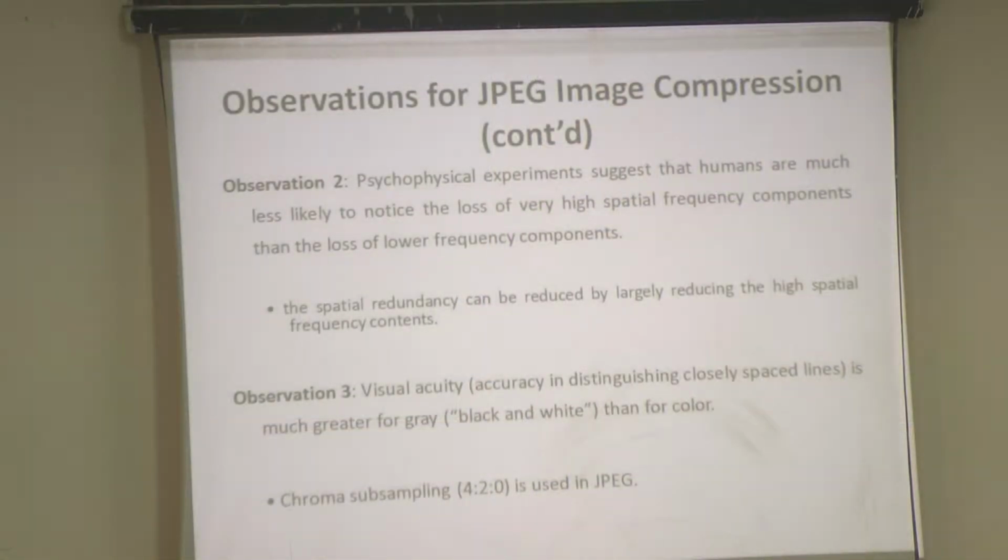The second observation is that psychophysical experiments suggest that humans are much less likely to notice the loss of very high spatial frequency components than the loss of lower frequency components. What is the meaning of this? Suppose, for example, you have two images.